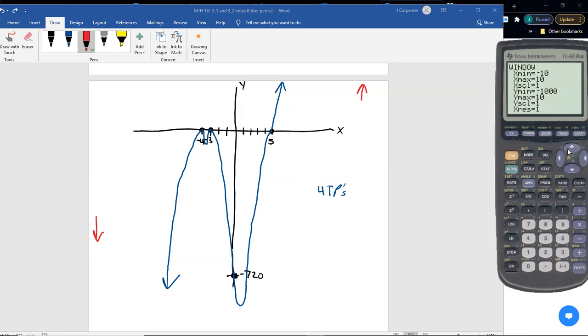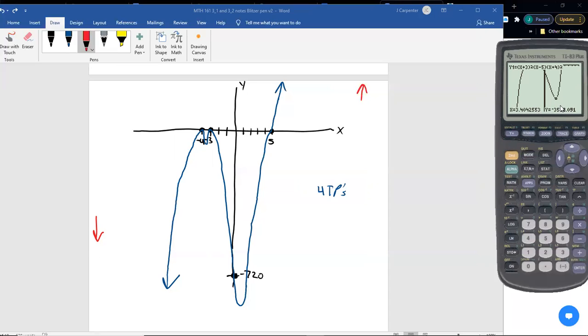So let me change my window again. Let me go to maybe 5000. That ought to do it, I hope. So again, the detail is lost up here, but now I can see where this point is. And what I can do with my calculator is hit trace, and I can just go over and get an approximation to that point. So it's in the ballpark of 3.5, and it's about -3600 roughly.